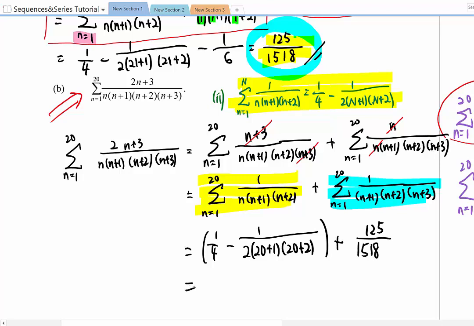And our final step now in this case is just to sum them up. This gives us a single fraction of 160 over 483. And this concludes part B of this question.